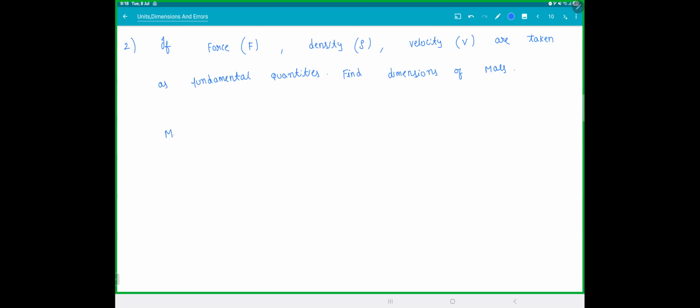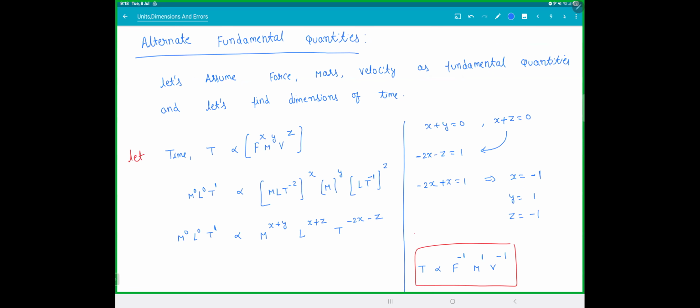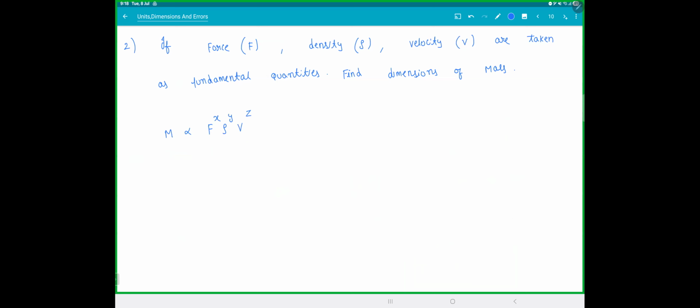So you start like this. M is proportional to F power X, rho power Y, and V power Z. So you need to find X, Y, Z. Try. I'll give you a minute or two. You know the process. Write force, rho and V in terms of MLT, and then compare left and right powers. Then you get 3 equations, 3 unknowns, X, Y, Z you need to solve.